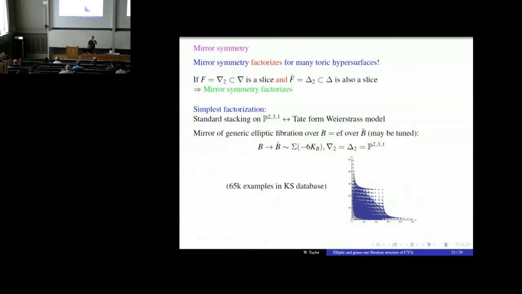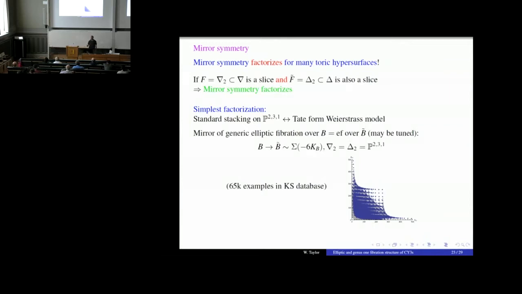Another paper with Yu-Chen, a couple upcoming papers with Yu-Chen and Paul that refer to. So basically, here's the idea. If our fiber Nabla2, which is a reflexive polytope living in Nabla4, is a slice, which it always is for a projection, it means that there's a projection on the opposite side from Delta to Delta2. But if Delta2 is also a subpolytope, it's also a slice, then we have an elliptic fibration on both sides, and the mirror symmetry factorizes. So there's a huge class of situations where this holds.